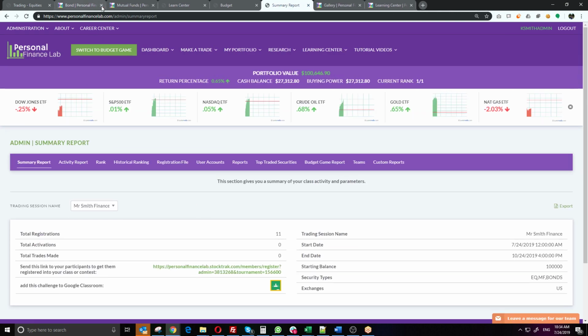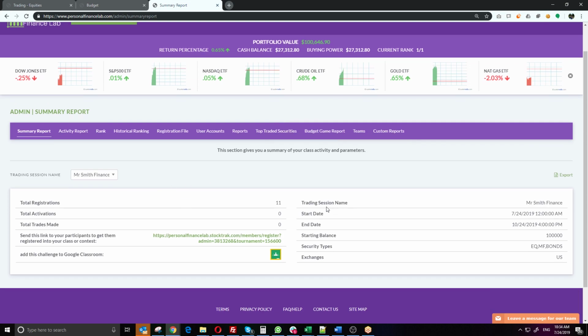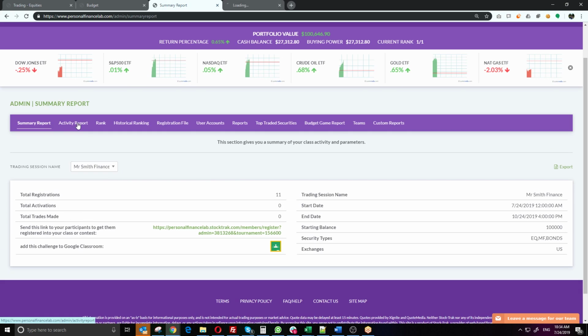Let me close some of these extra tabs. So summary report, it just lists how many students are in your class, how many activated, meaning they placed at least one trade, how many total trades they made, and you can recover that registration link if you need to give it out to your students again. The activity report, let me actually switch to a class where I have some trades.